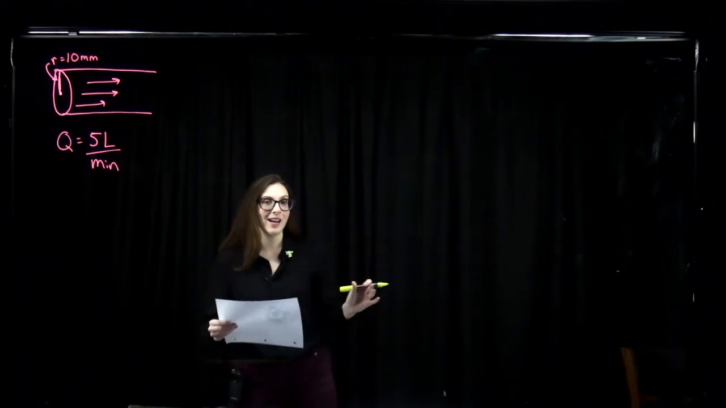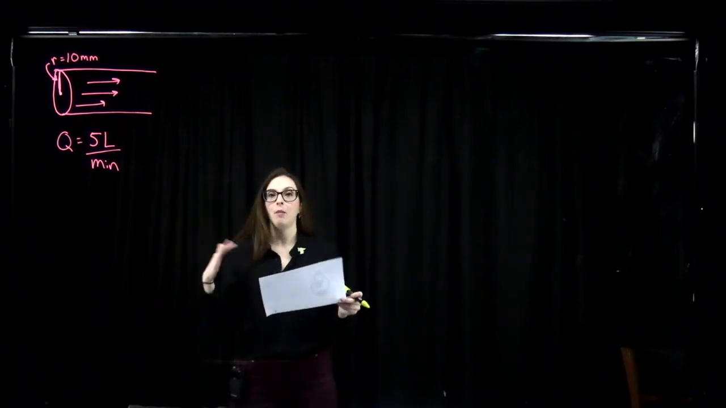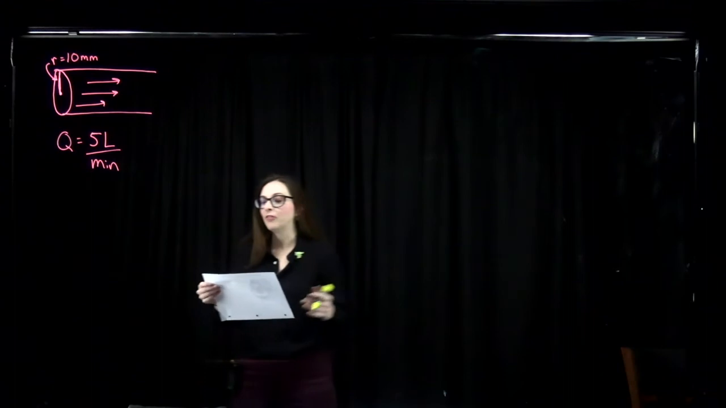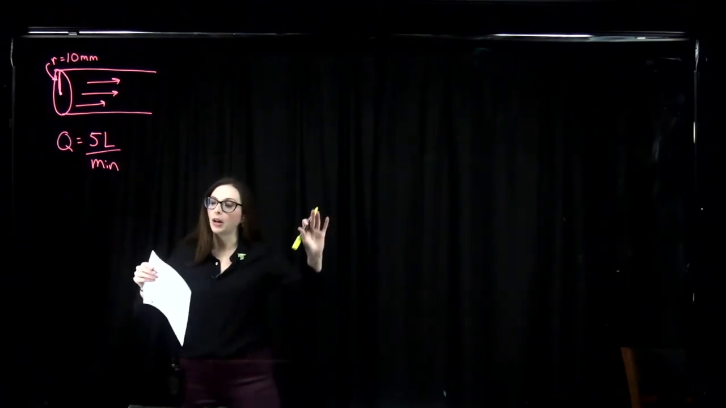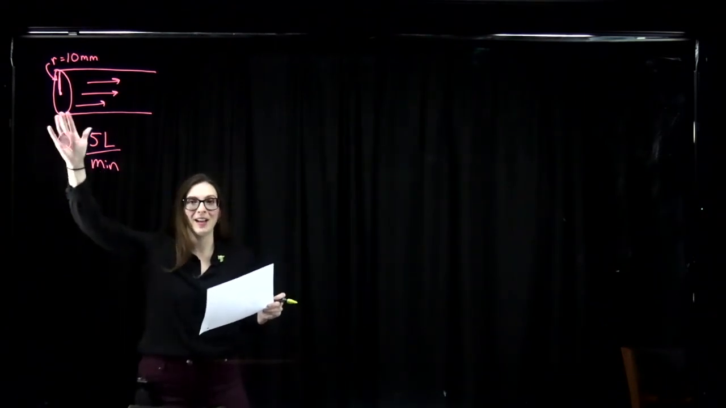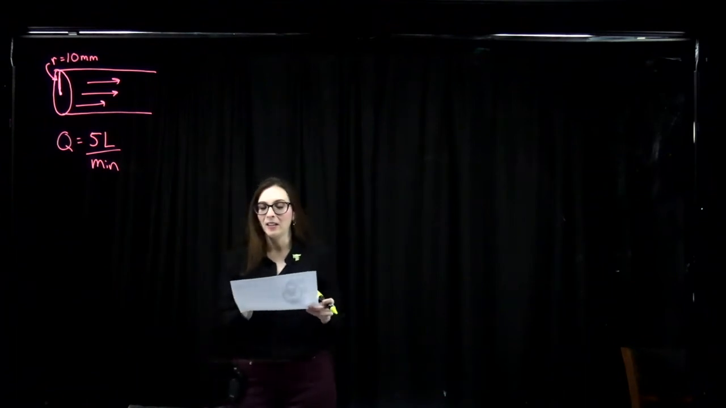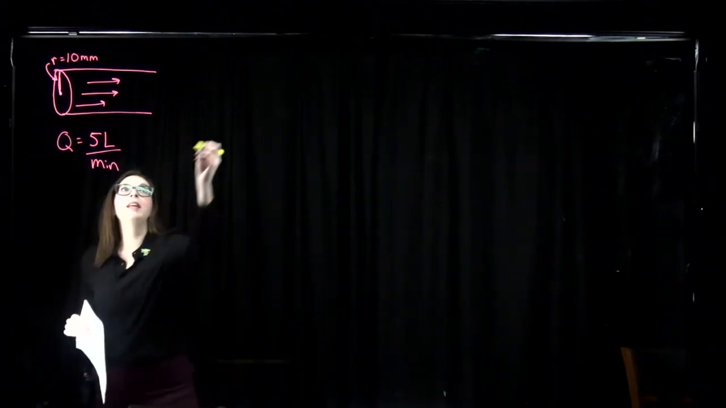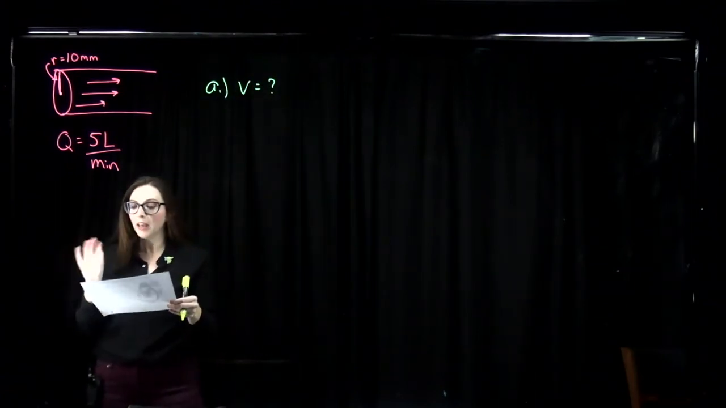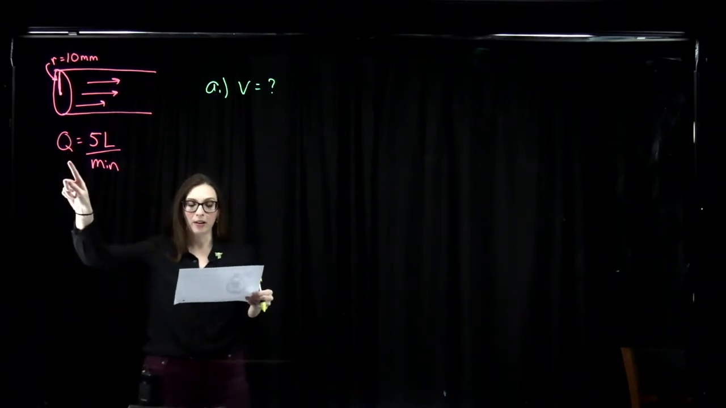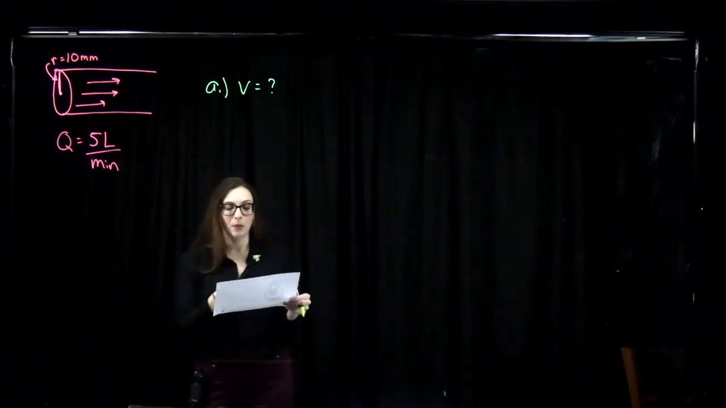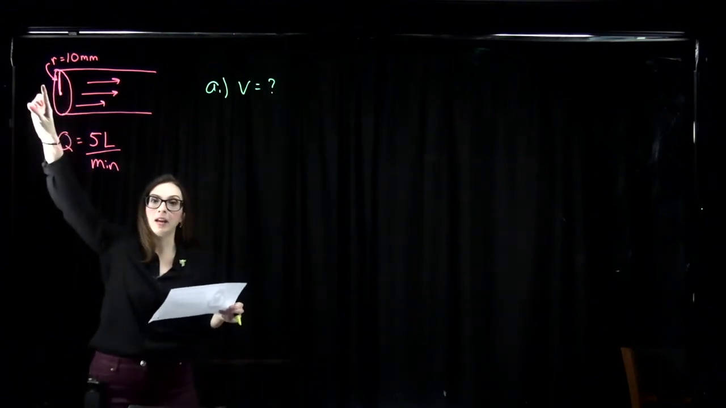For this problem, we're going to think about blood flow in the heart. The aorta is our principal blood vessel through which blood leaves the heart in order to circulate around our body. Here's my depiction of the aorta. Okay, we're going to calculate the average speed of the blood in the aorta, if the flow rate, which we're going to call Q here, is 5 liters per minute, and we also know that the aorta has a radius of 10 millimeters.